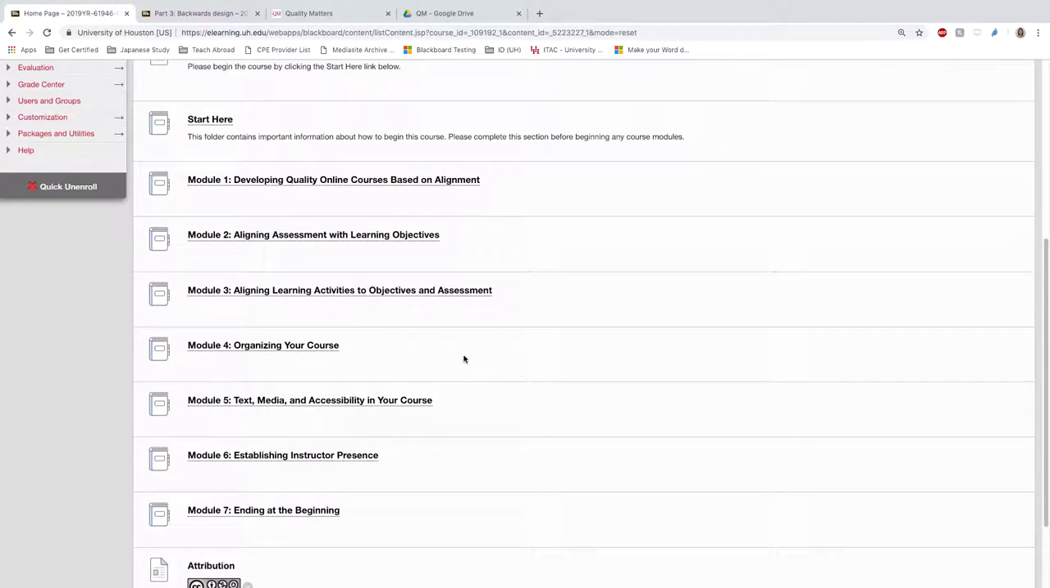The next modules, 4 and 5, are about course structure. Module 4 is called Organizing Your Course, which is about organizing the course in a way that makes sense to the online learner. And module 5 is about accessibility. Then module 6 covers how to teach online and how to establish your instructor presence online. And the very last module ends with an activity where the faculty and the instructional designers talk about what they've gained from the course and what they have developed for their online course.